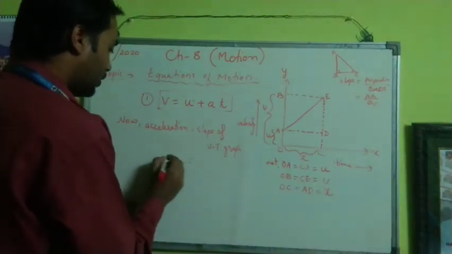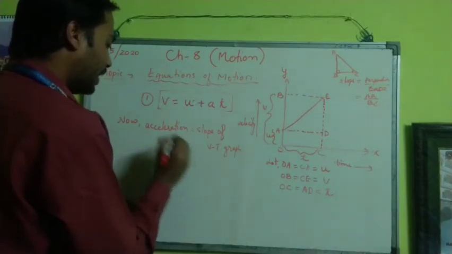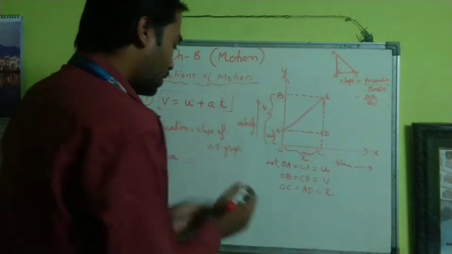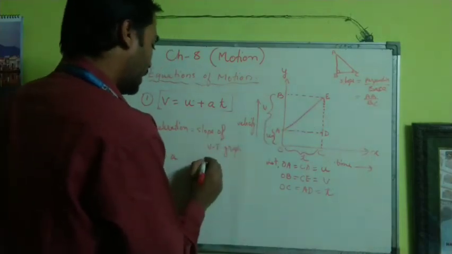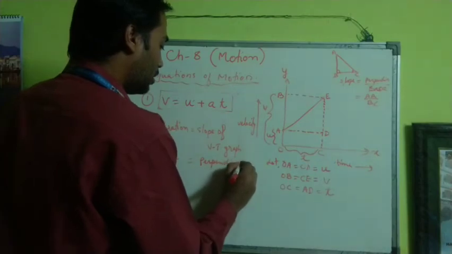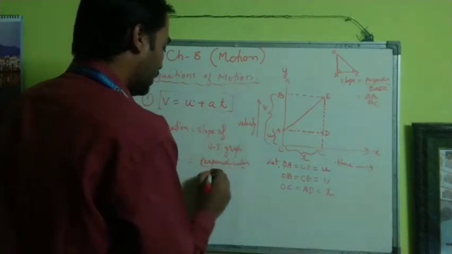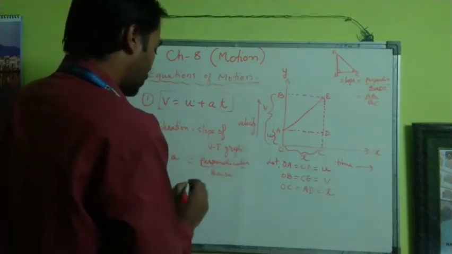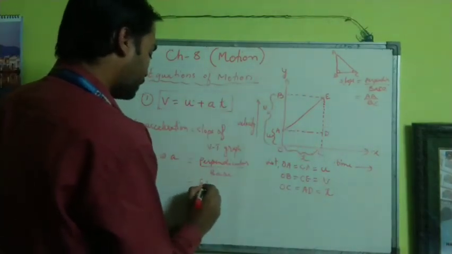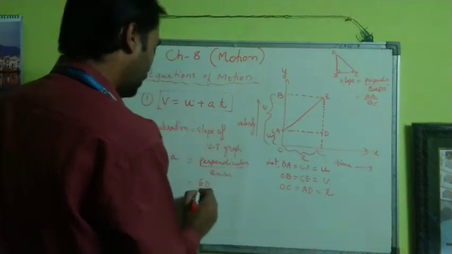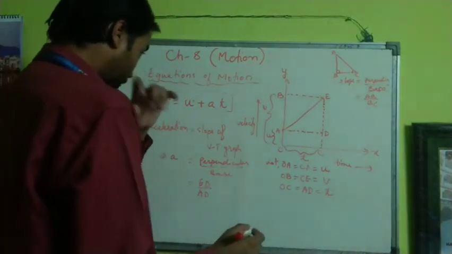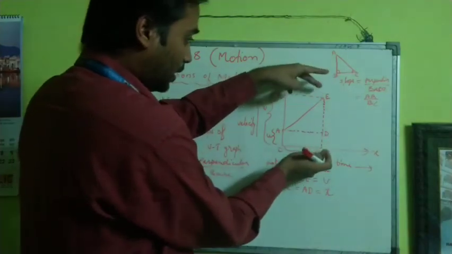Now acceleration we can replace with the letter A. And the slope of the VT graph, here the perpendicular is ED. We can write slope is perpendicular by base. So here the perpendicular is ED and the base is AD. So what is ED?